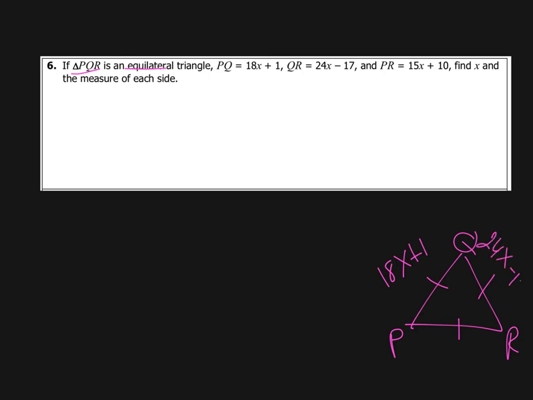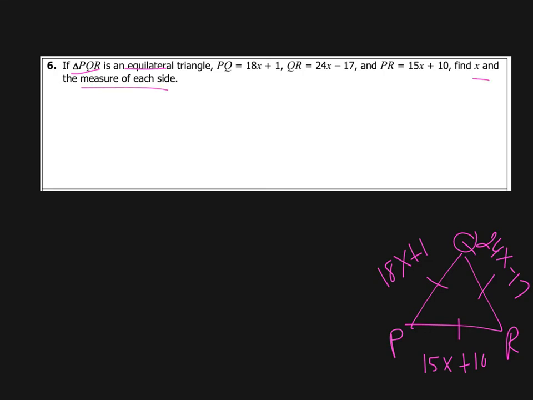On number 6, triangle PQR is equilateral. So I draw myself an equilateral triangle, PQR. If it's equilateral, all three sides are alike. PQ is 18x plus 1, so that's 18x plus 1. QR is 24x minus 17, so that's 24x minus 17. And PR is 15x plus 10. So I have a well-labeled diagram. Find x, of course, and find the measure of each side.